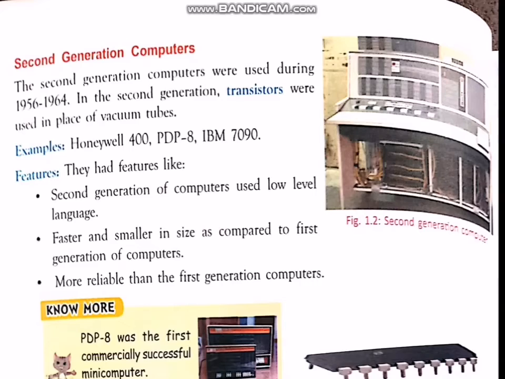Now we see the features of the second generation computers. The second generation of computers used low level language. In the first generation they used machine language, which is also one of the low level languages. The second generation computers also use low level language. Here it uses assembly language. Next, it is faster than the first generation computers and its size is somewhat smaller when compared to the first generation computers. These computers are also more reliable than the first generation computers.